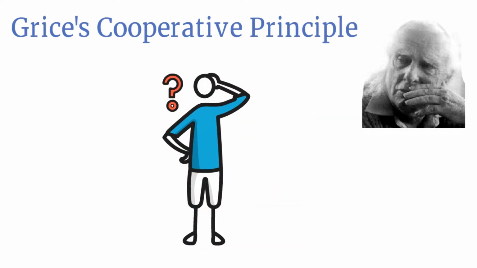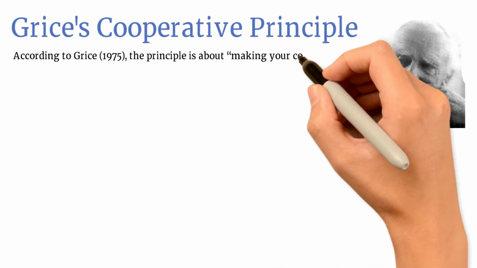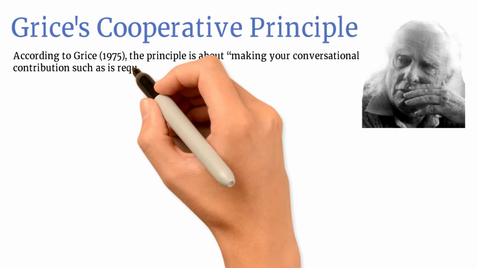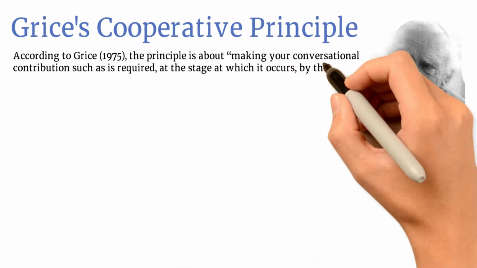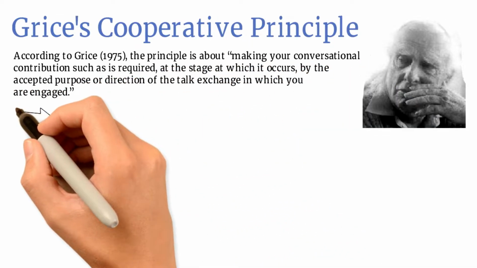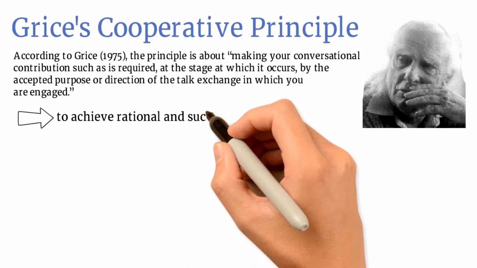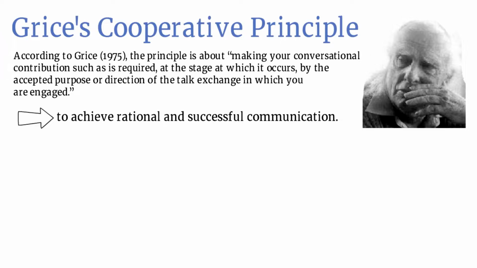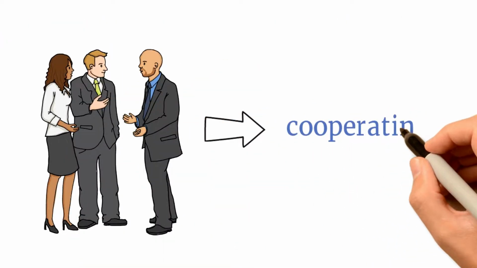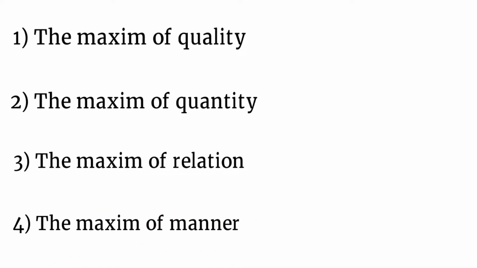So, what is the cooperative principle? According to Grice, the principle is about making your conversational contribution such as is required, at the stage at which it occurs, by the accepted purpose or direction of the talk exchange in which you are engaged. This principle determines the way in which language is used to its full potential by speakers to achieve rational and successful communication, assuming that the speakers are cooperating. The cooperative principle itself consists of the maxim of quality, quantity, relation, and manner.